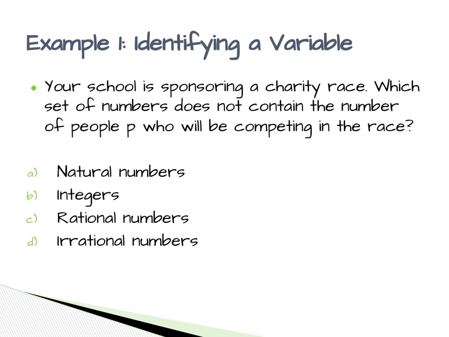Alright, this is not supposed to say identifying a variable, it's supposed to say classifying a variable. But anyway, your school is sponsoring a charity race. Which set of numbers does not contain the number of people who will be competing in the race? So, you can't have a half a person. Irrational numbers are numbers that cannot be written as a fraction, so they are not whole numbers. You have to have a whole person. You can't cut a person in half, so it's not going to be irrational.